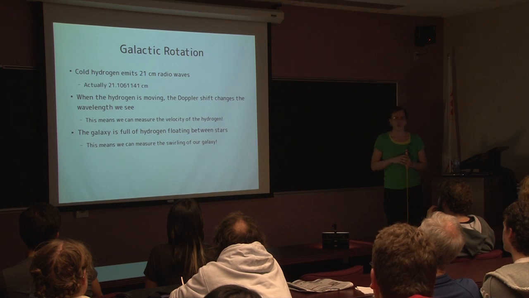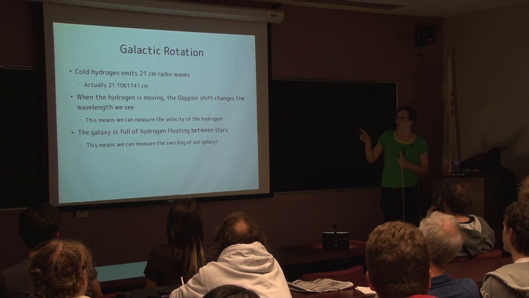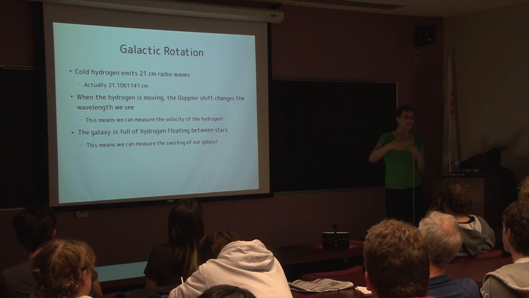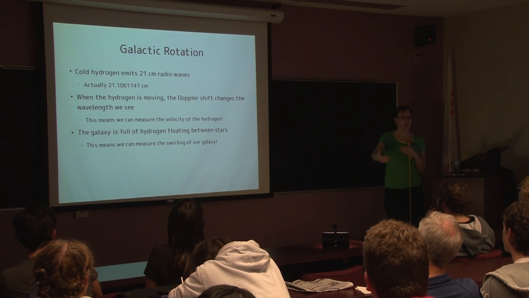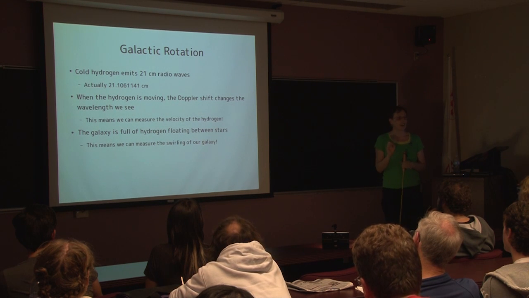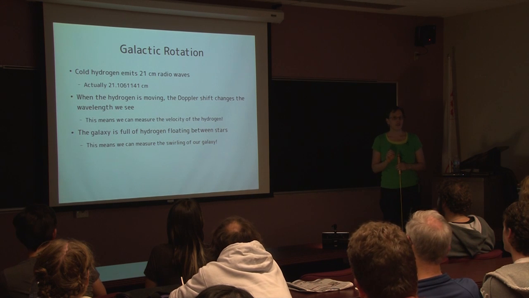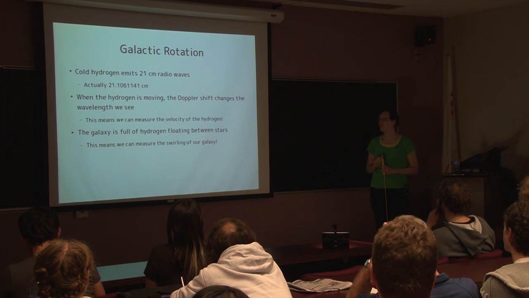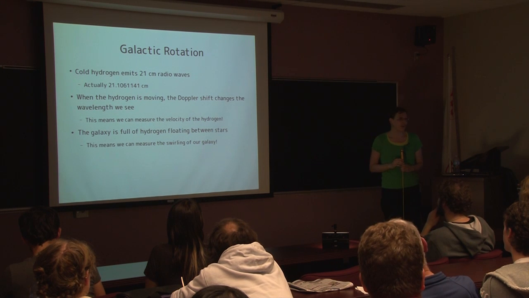What's more, if you see it at 21.2 centimeters, that means the wavelength is longer. That means it was moving away from you. The Doppler effect has lengthened the wavelength. So because you know what frequency it's coming from the hydrogen at, you can tell how fast the hydrogen is moving. So you can map out how fast the hydrogen is moving in the galaxy. You can map out the swirling of the galaxy. And the galaxy is full of hydrogen. So you can tell how our galaxy is swirling.